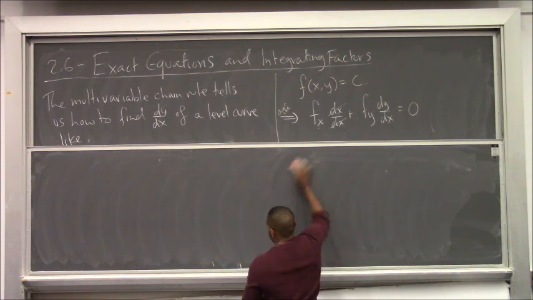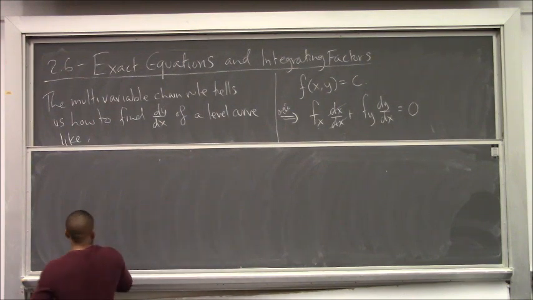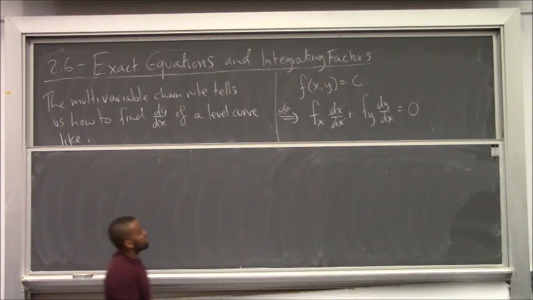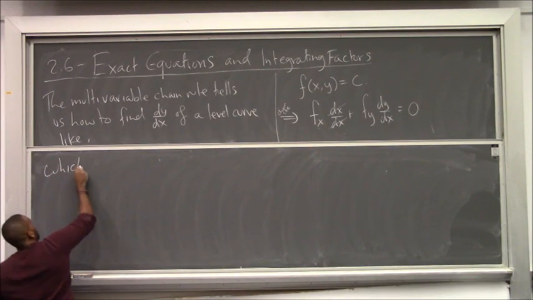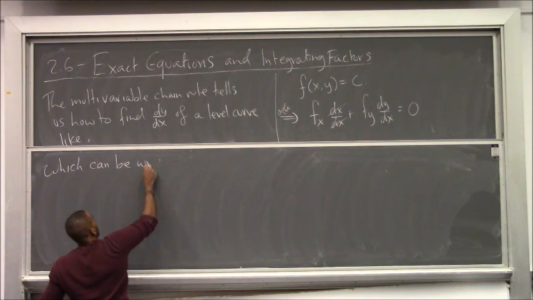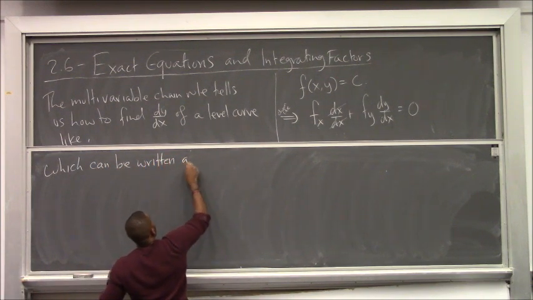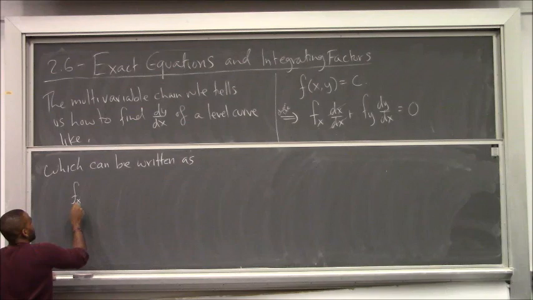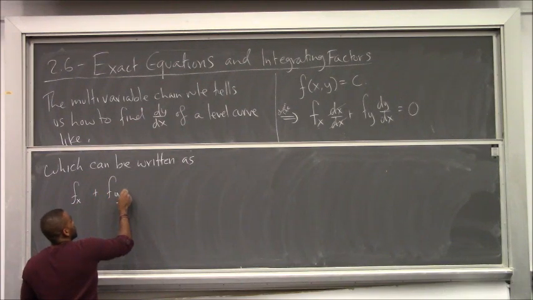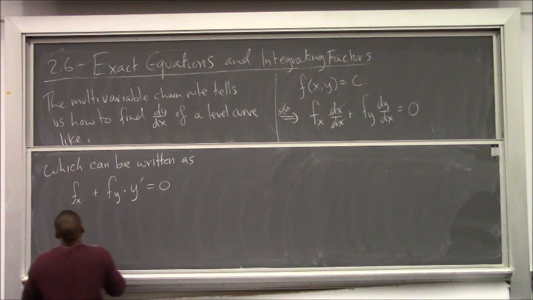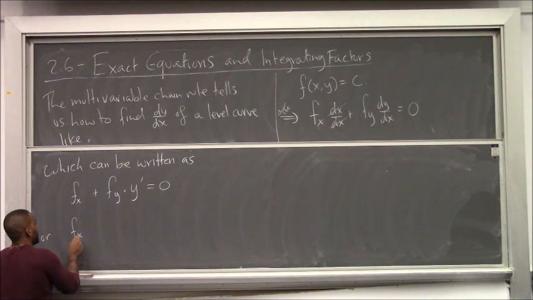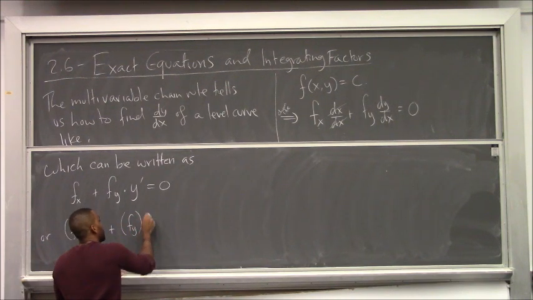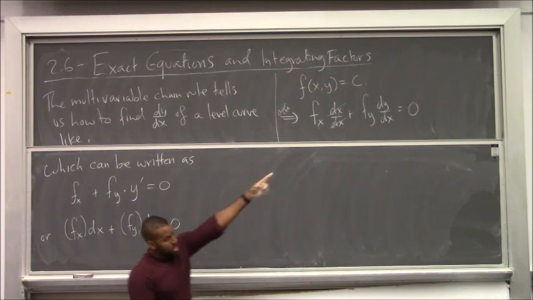How come we're doing PDEs until the end? Now we have partials in there? Yeah, these are partial derivatives here, which can be written in a couple ways. You can write the partial of f with respect to x plus fy times y prime equals 0. Or you can write it as the partial with respect to x times dx plus the partial with respect to y times dy equals 0, by just multiplying through by dy.